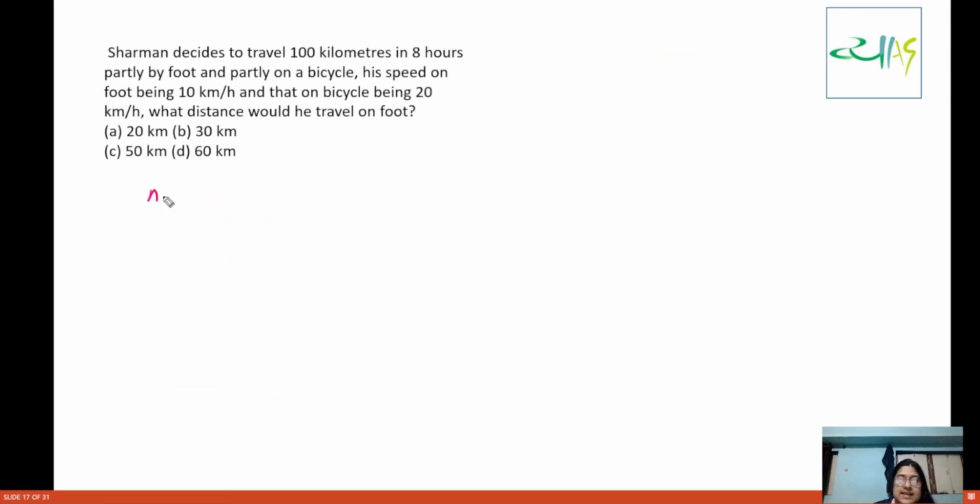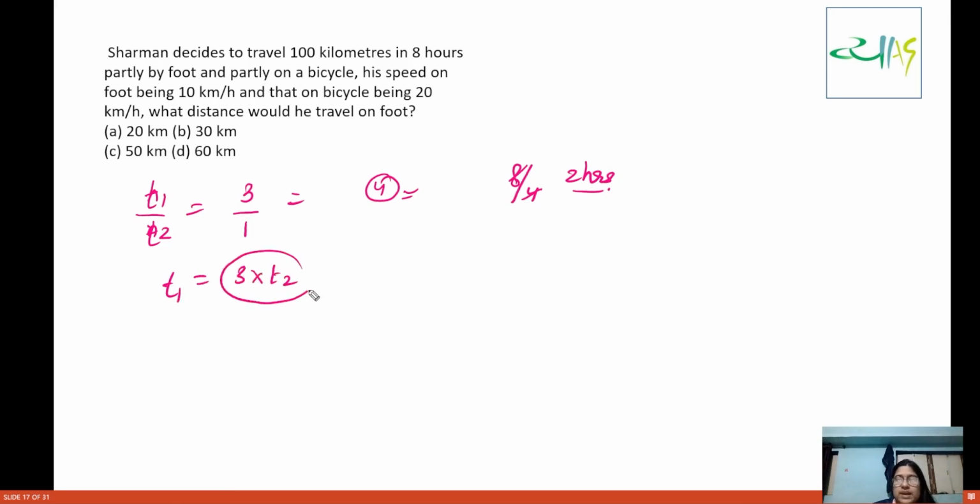So I am saying that the time taken ratio, let's write T1 to T2 here, is 3 is to 1. So in total how many parts of time? 4 parts. Total 8 hours you are traveling. So one part is of 2 hours. So we know this T1 is equal to 3 times T2.